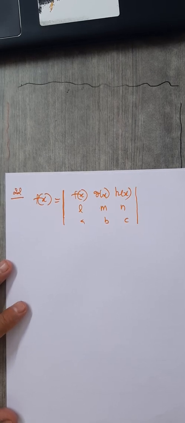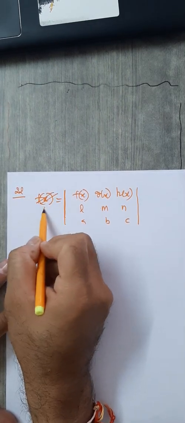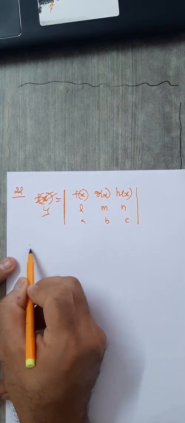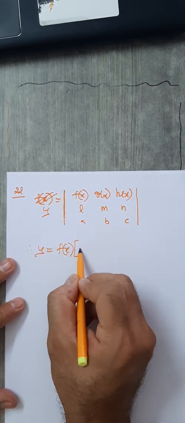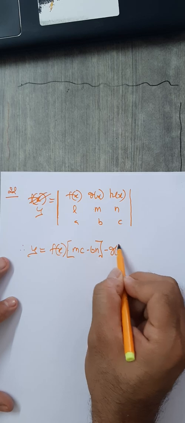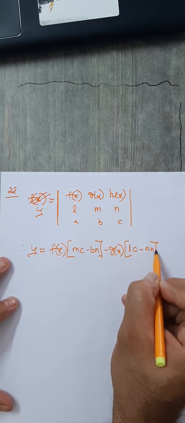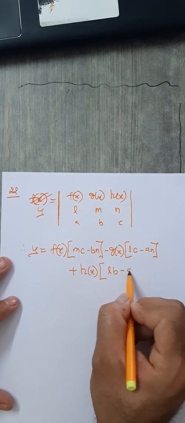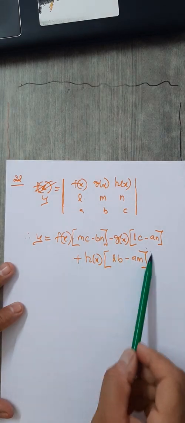Question number 22. You are given this determinant and you want, this is not f(x), this is y, I'm sorry. You want dy by dx. So what we'll do, I'll expand this determinant first. So f(x) into, inside the bracket, you know how to do this, mc minus bn, minus g(x) into, inside the bracket, lc minus an, plus h(x) into, inside the bracket, lb minus am. What we did is simply expansion of the determinant, you know this.